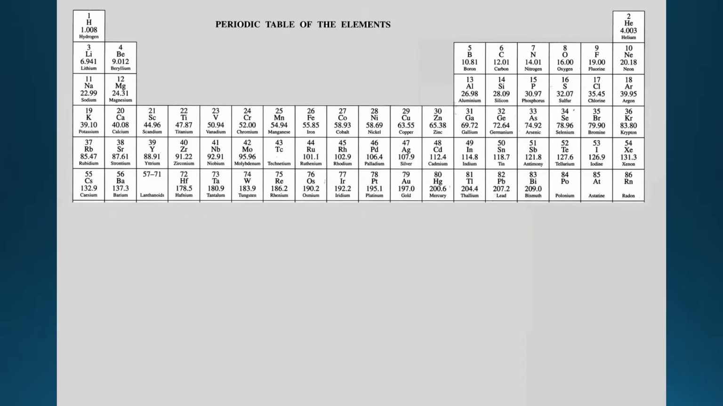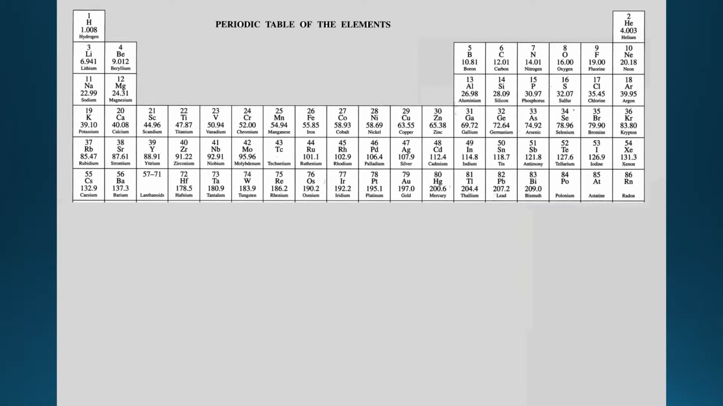On the periodic table, if you look at the mass number, you take hydrogen, 1.008. What is this 0.008? And what is this 0.941? What is this 0.99? How come you have so many decimal places?